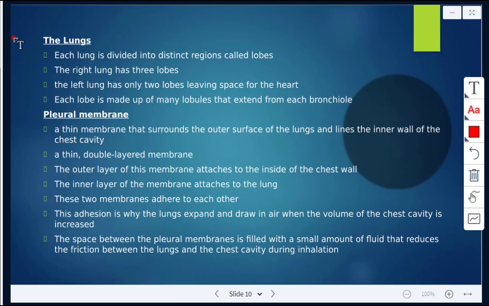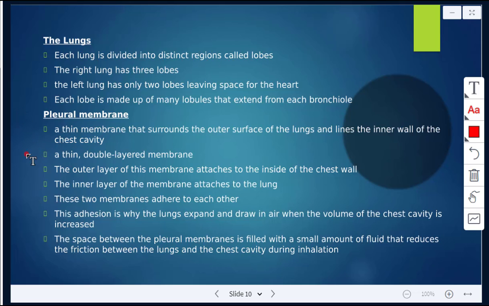So the lungs, each lung is divided into distinct regions called lobes. The right lung has 3 lobes, and the left lung has only 2 lobes, leaving space for the heart. And each lobe is made up of many lobules that extend from each bronchiole. There's a pleural membrane, which is a thin membrane that surrounds the outer surface of the lungs, and it lines the inner wall of the chest cavity. It's a thin, double-layered membrane.